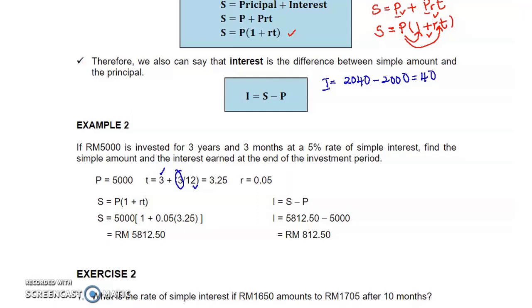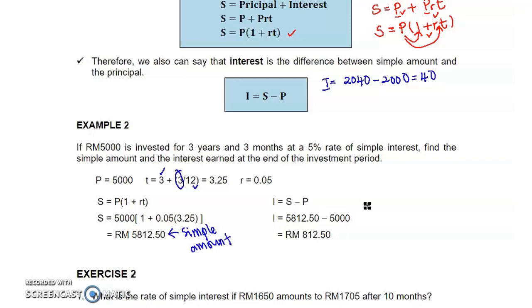Rate is 0.05. Okay, how to calculate simple amount just now? You substitute using the formula S equal to P times 1 plus RT. So at the end of 3 years and 3 months, you will have 5,812 ringgit and 50 cents. Okay, this one is in the case of investment. So that means in your bank account after 3 years and 3 months, you will have this amount. This is the simple amount, value S. The amount that you will earn at the end of a certain period or the amount that you need to pay back.